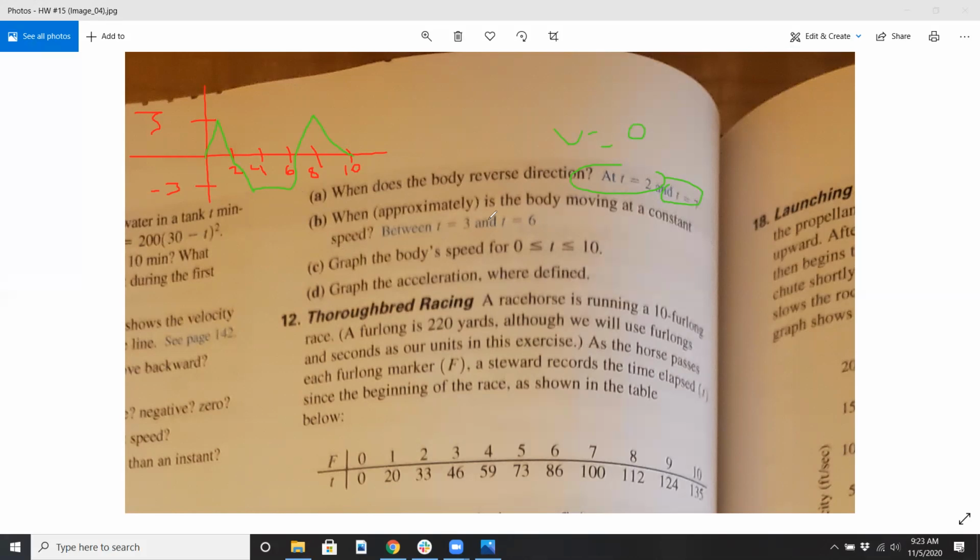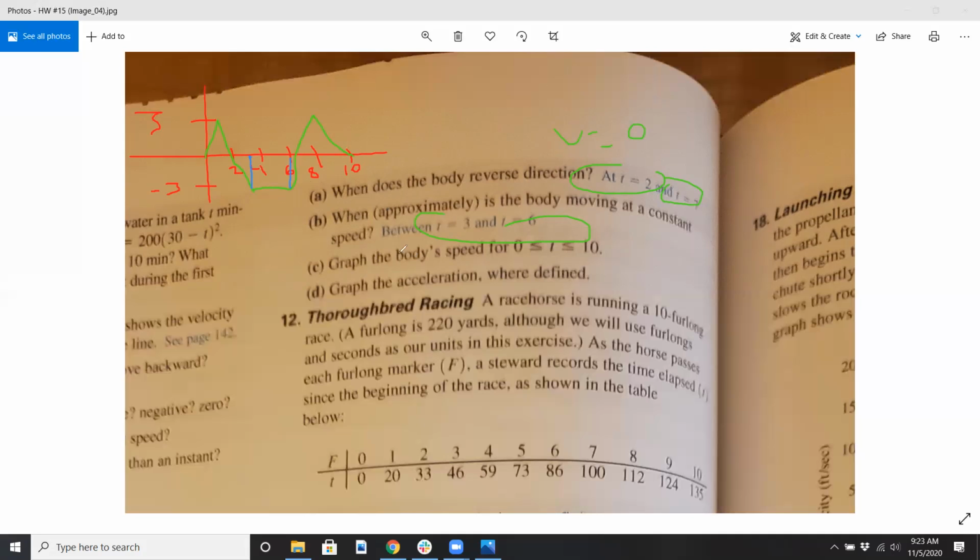When is the body moving at a constant speed? Definitely from 2 to 7, it seems, or sorry, from 3 to 6. You just have to look at the graph carefully. It seems that here's 3 and here's 6. So it's just a constant velocity there.